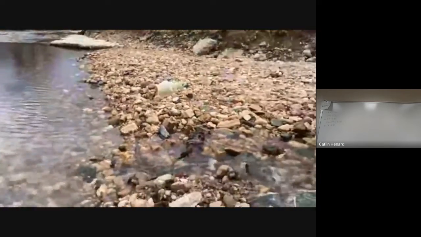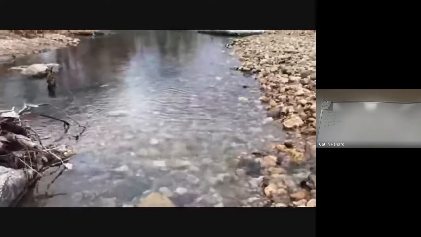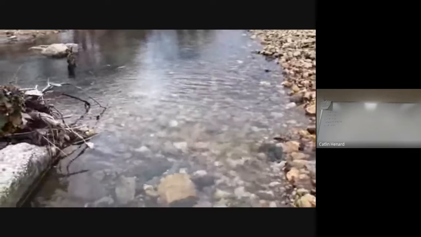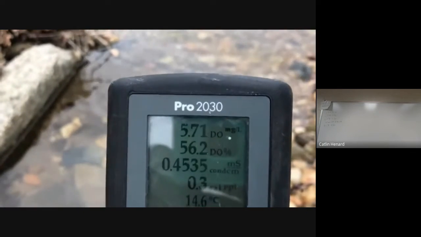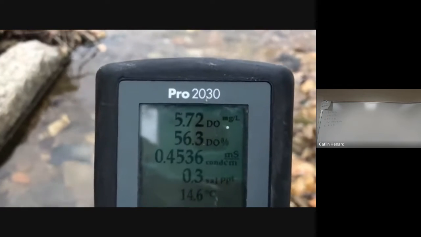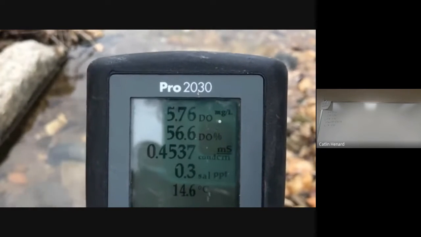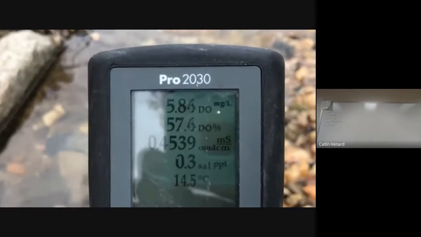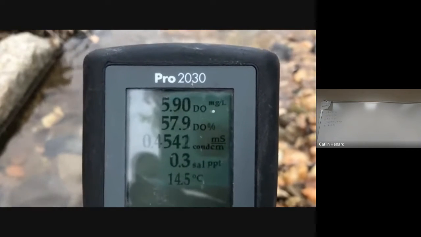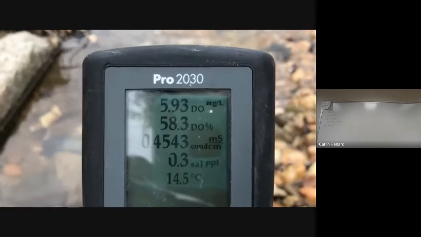So here's our beautiful flowing stream. You can see I put the probe into the water, close to those riffles, but not directly in it. And again, I thought that our dissolved oxygen reading would be pretty high, but the Pro 2030 tells us otherwise. Our dissolved oxygen level is actually 5.7, which is healthy, but a little lower than I thought it would be in such a moving water stream. You can also see the temperature of the water there. It's 14.5 degrees Celsius, so it's still pretty chilly for this early spring.